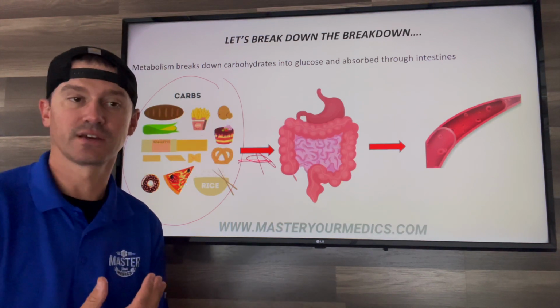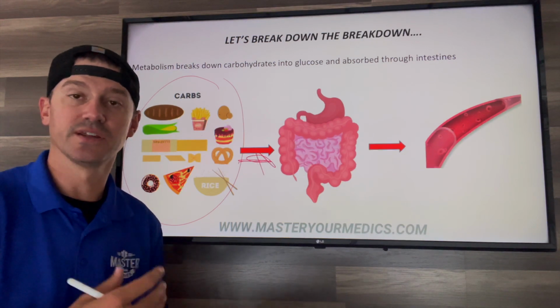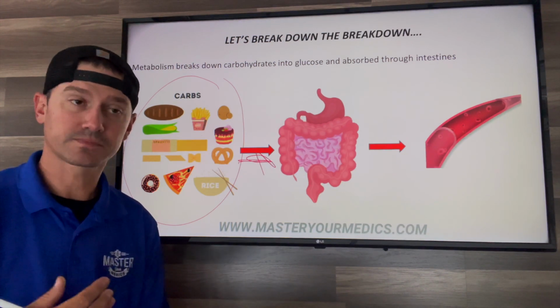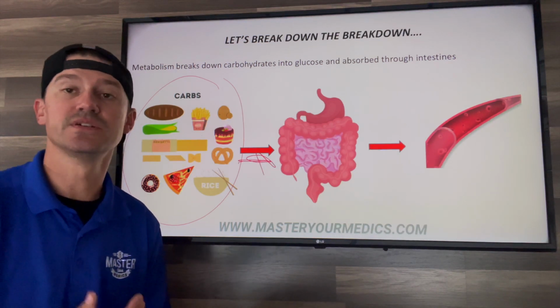So that's why we check blood glucose in the blood, because that is where the glucose is circulating, going around to all the cells for ATP production and glucose utilization for energy for our body.